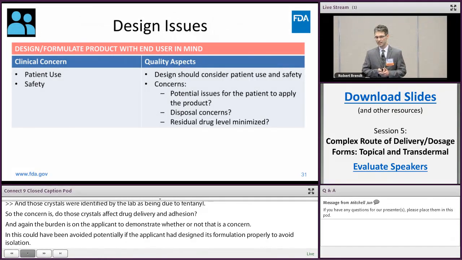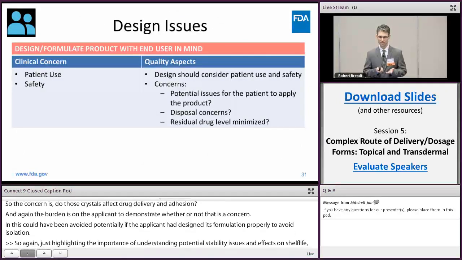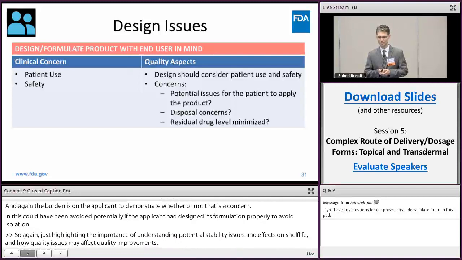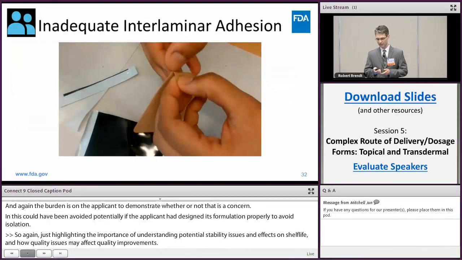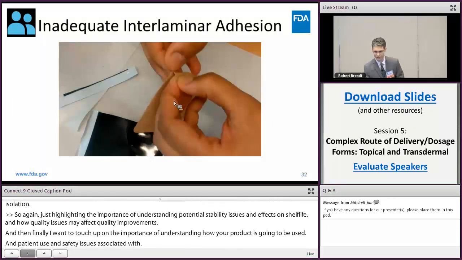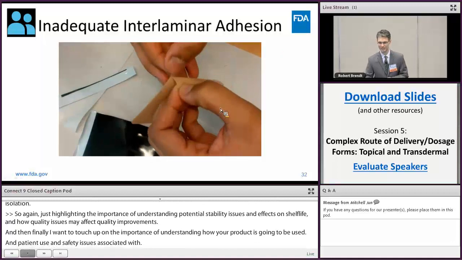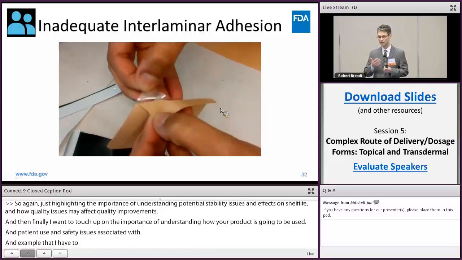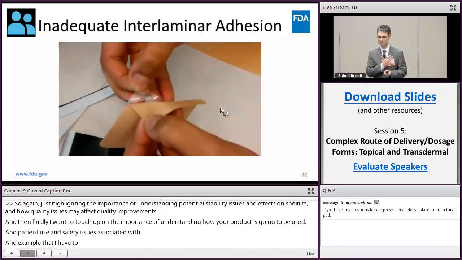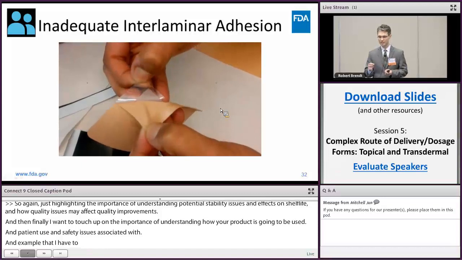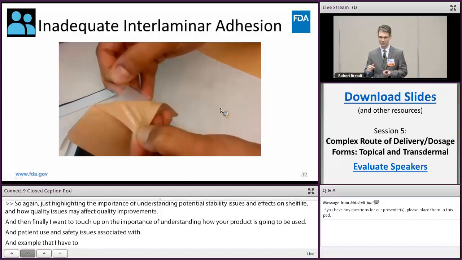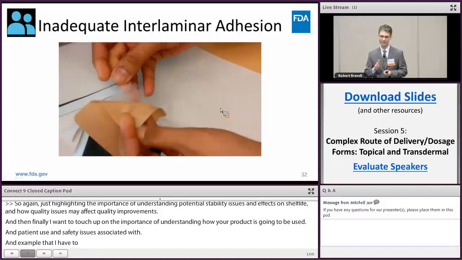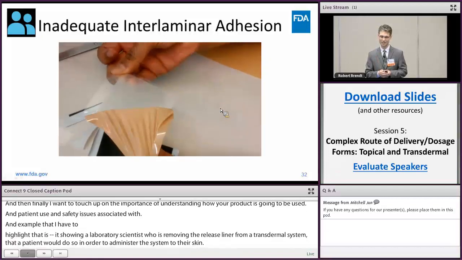And then finally, I want to touch on the importance of understanding how your product is going to be used and patient use and safety issues associated with that. And the example that I have to highlight that is showing a laboratory scientist who is removing the release liner from a transdermal system, which a patient would do in order to administer the system to their skin. And you can see that there's an opaque square layer that remains on the release liner, and that's not how this should go.